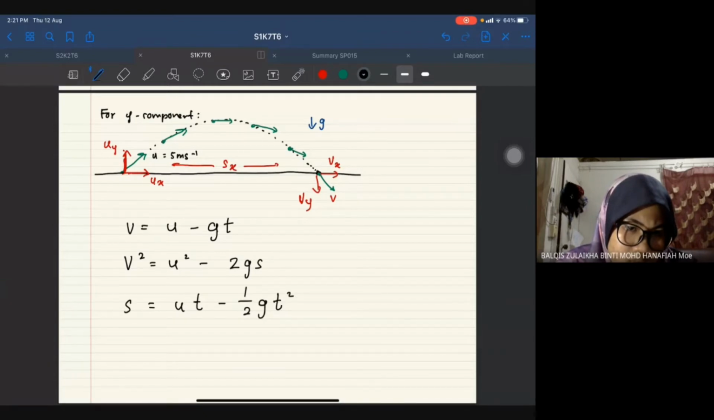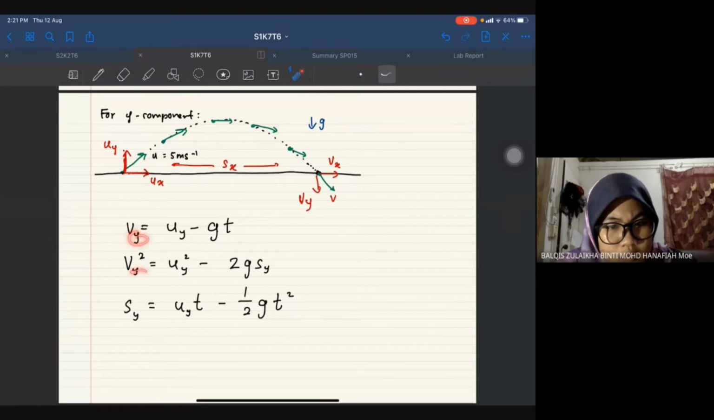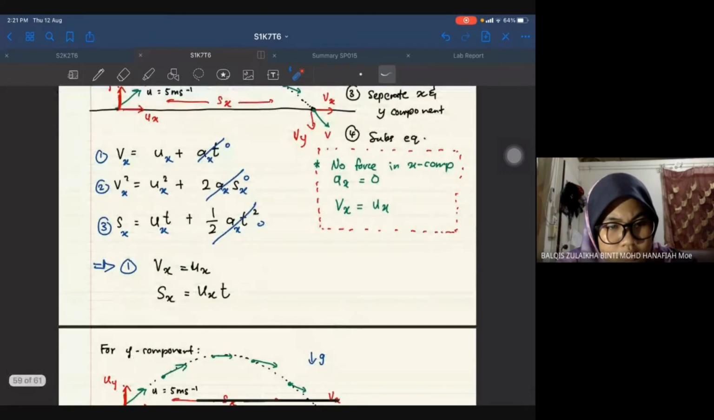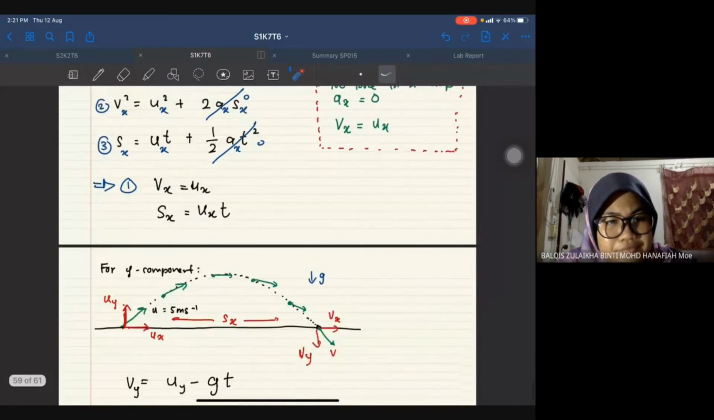Okay, so yesterday we used this formula, but if you want to differentiate between X and Y punya formula, you really need to put the subscript lah. So UY, VY, G tak ada lah. Okay, just put a Y over there. Okay, so this one is basically the same formula like yesterday for a free fall. Cuma this time I put a subscript because I want to differentiate with the X component punya equation. Nak bezakan. So dalam example kamu boleh letak juga lah.